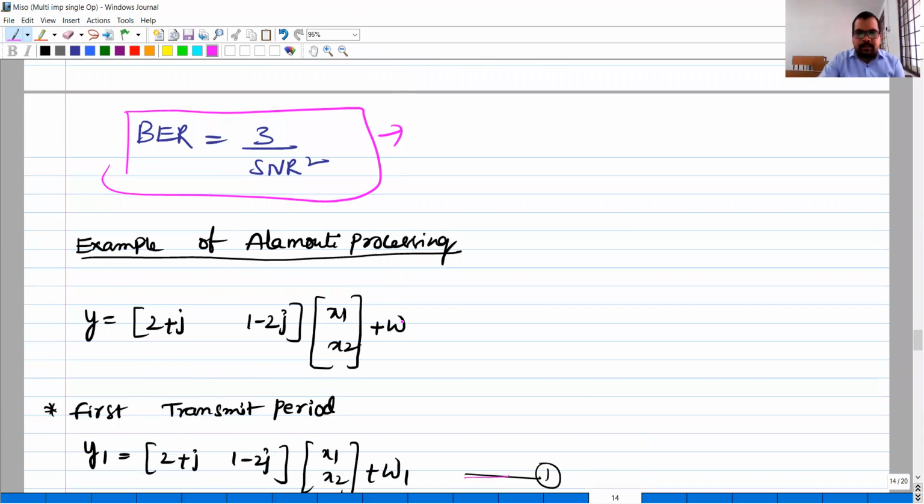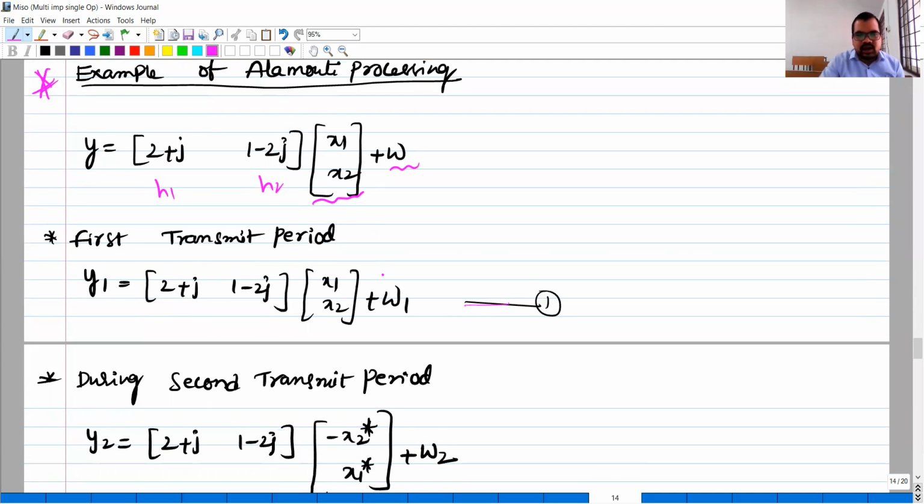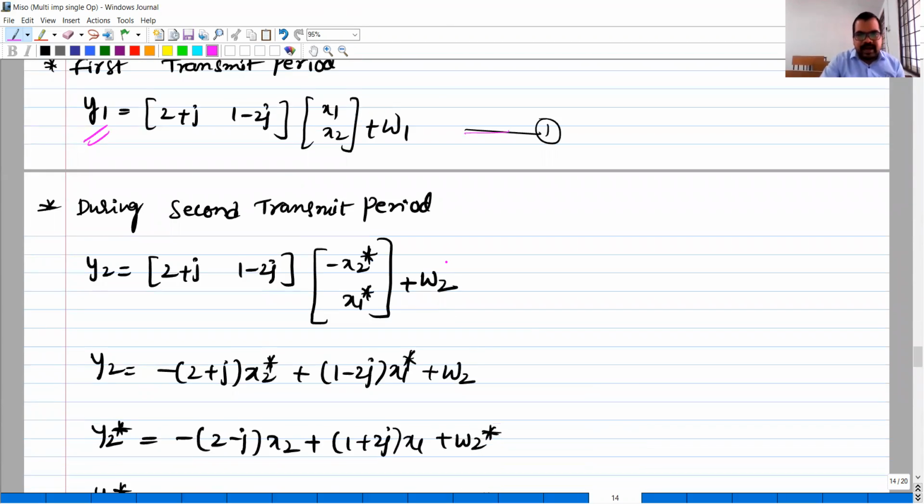Now we will do one problem so that you can easily understand the operation of Alamouti block codes. The question is given like this: the received symbol vector y is given as 2 plus j and 1 minus 2j. This is the h1 coefficient and this is the h2 coefficient. It is a transmit vector x1, x2 and noise vector w. In the first transmit period I am representing the symbol as y1, with noise W1. During the second transmit period, as I said, you first get minus x2 conjugate and second it becomes x1 conjugate, with noise component W2.